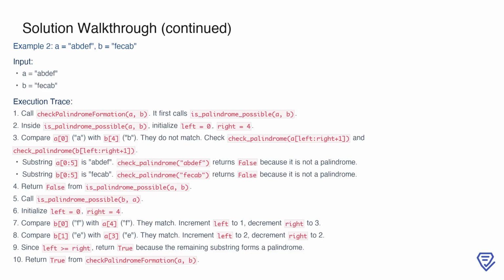Next, the function checks the reverse configuration by calling is_palindrome_possible(B, A). This time, B[0], F, matches A[4], F, so we move the pointers inward. B[1], E, matches A[3], E, as well. When the pointers meet at left equals 2 and right equals 2, the remaining substring is confirmed to form a palindrome. As a result, this call returns true, and the main function concludes that a valid split exists, returning true.